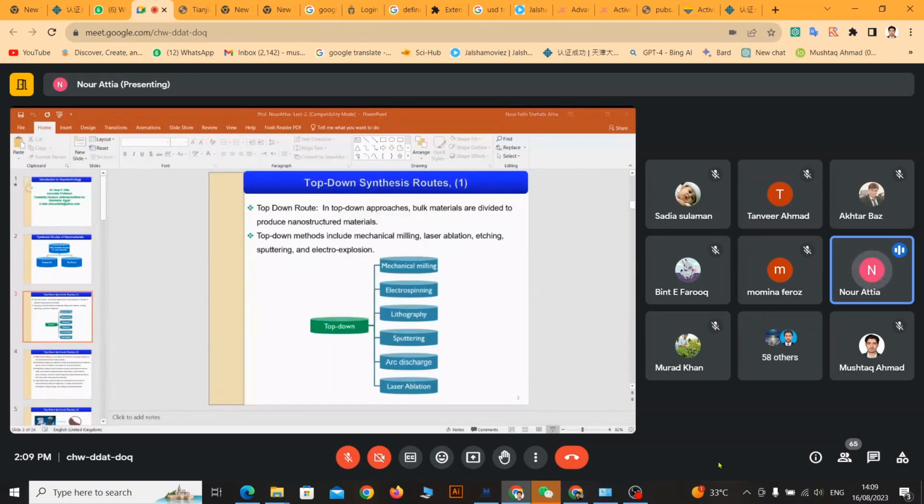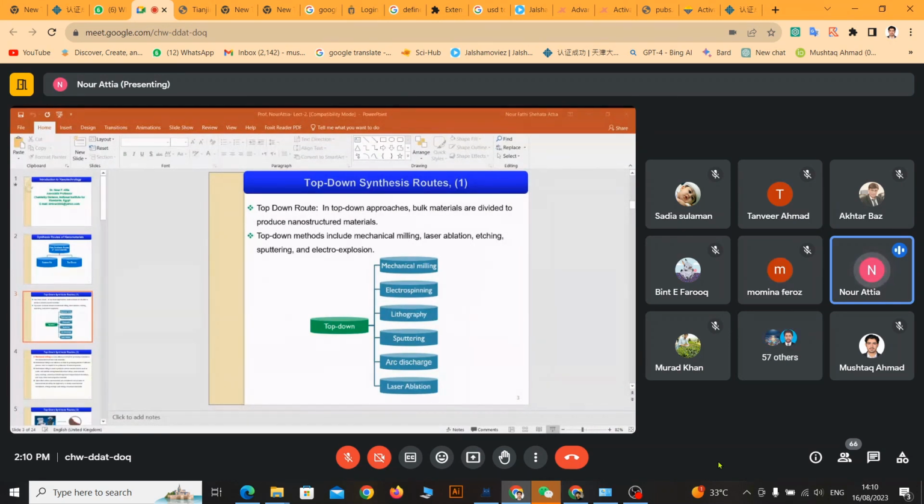Okay, now you are seeing slide number 3, right? Yes, sir. Okay, so we will start with the top-down synthesis procedure. So what is the meaning of that? Yesterday I told you top-down, we start from the big bulk materials divided to produce nanostructured materials. And there are different techniques or different methods that are usually or mainly used to synthesize nanomaterials by the top-down approach.